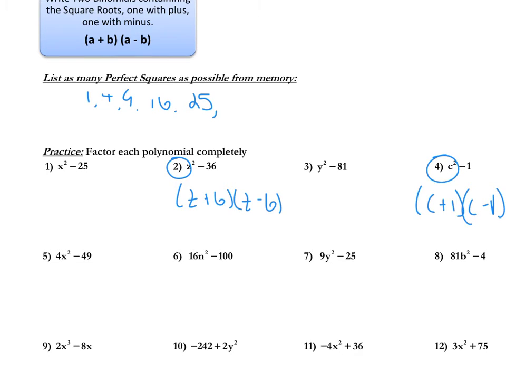Okay, here's what we should have gotten for our 2 answers. So both of those are perfect squares. And then go ahead and split it up into your plus and minus.